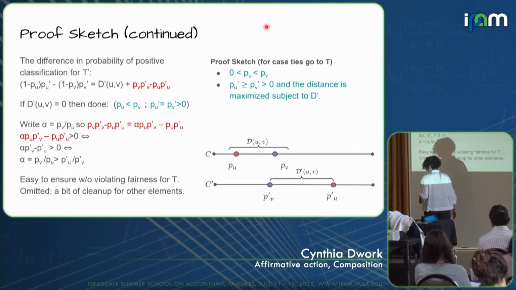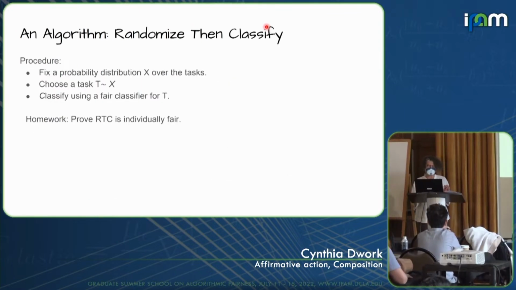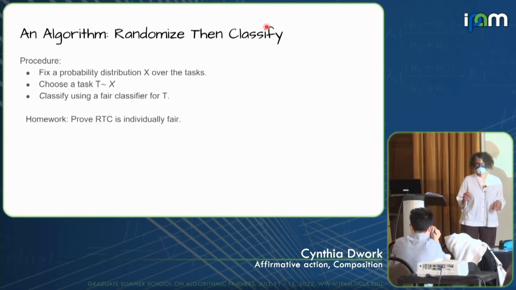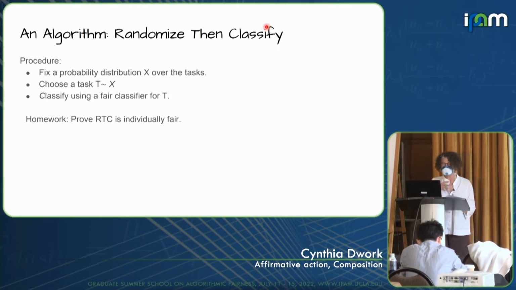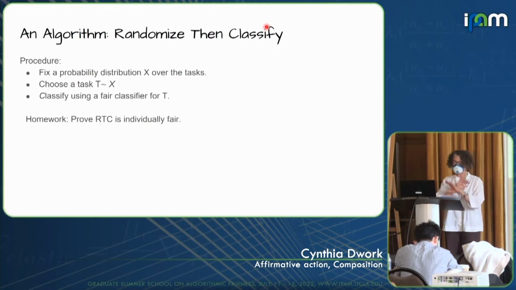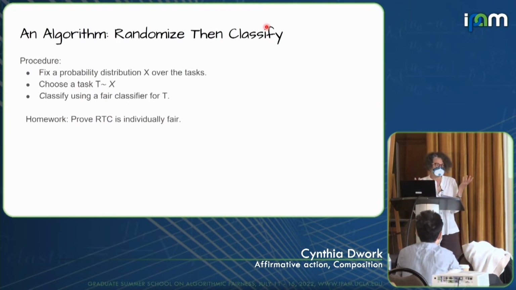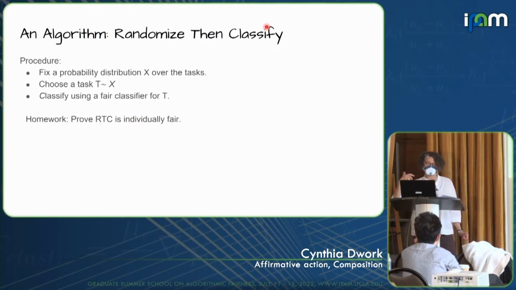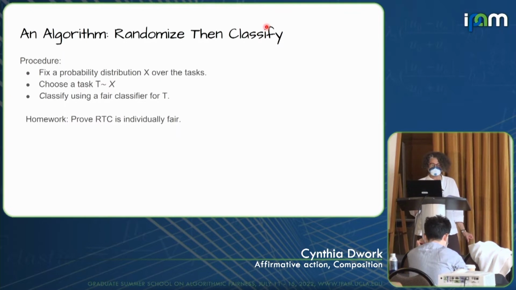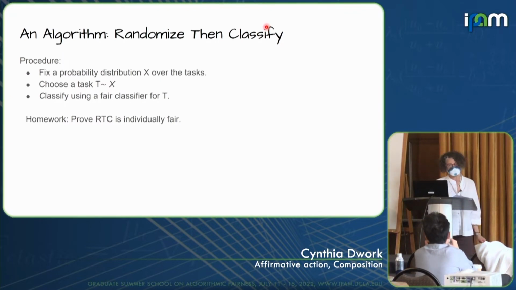And in fact, we call the system randomize then classify. So the idea is, look at all of the people who are bidding or competing, whatever the scenario is. Put a probability distribution on those tasks. I'm not caring about being fair to the advertisers in this solution, so I don't care what probability distribution I place. But put a probability distribution on the tasks, choose any task according to this distribution, and now classify using a fair classifier for that task. So this is pretty straightforward. Think about it later.